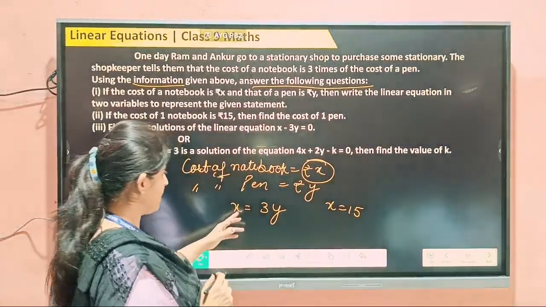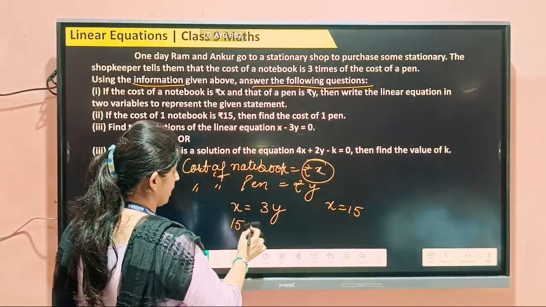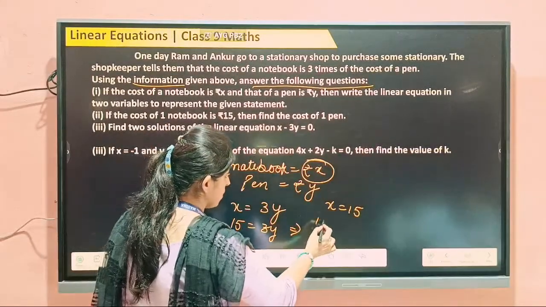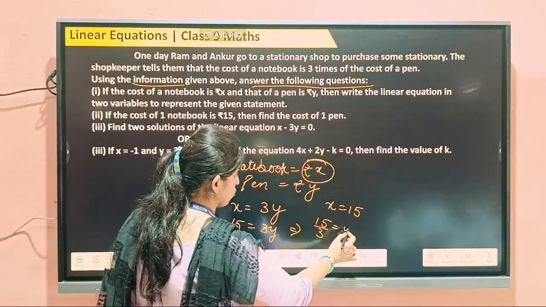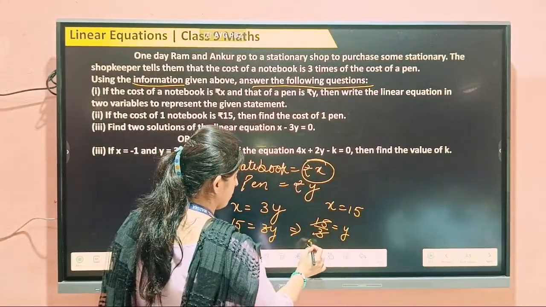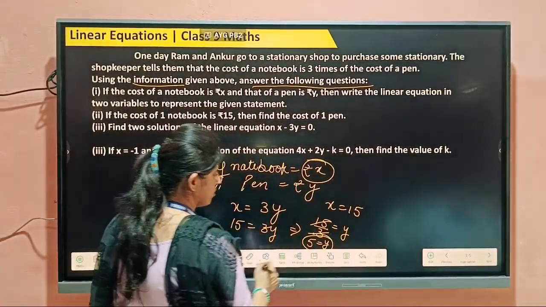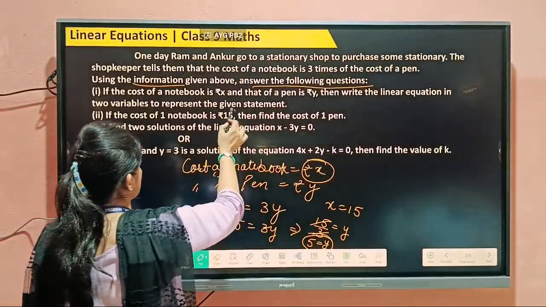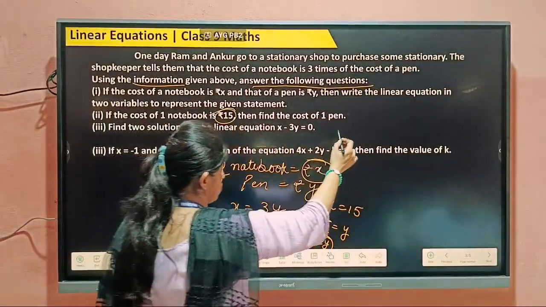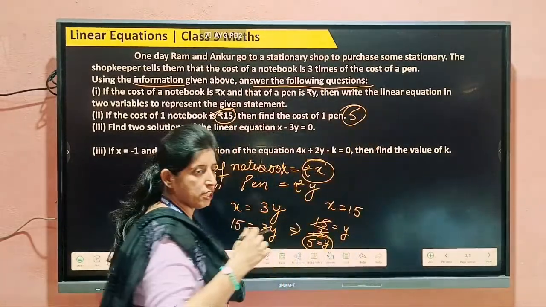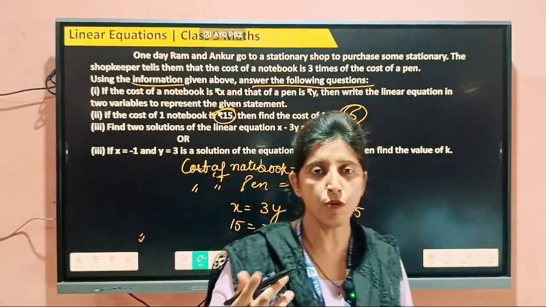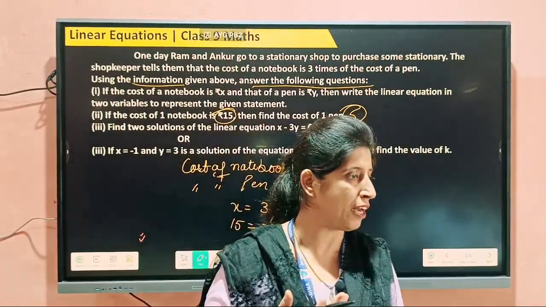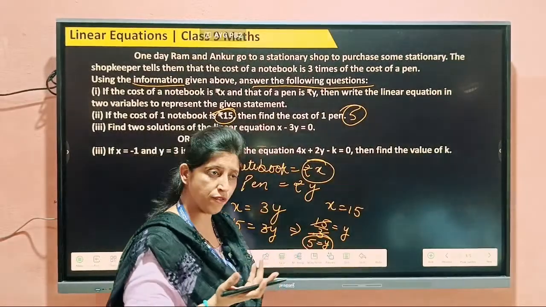If one notebook costs rupees 15, it means X is equal to 15, and we have to find the cost of a pen. Put 15 in the place of X, and you will get the Y value. 3 will come down, so 15 by 3 is equal to Y. 3 fives are 15, so Y is 5. If the notebook costs rupees 15, then the pen costs rupees 5, because the notebook cost is 3 times the pen. 5 threes are 15, right?